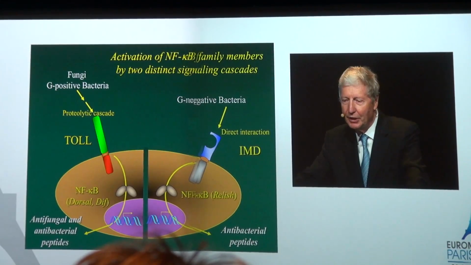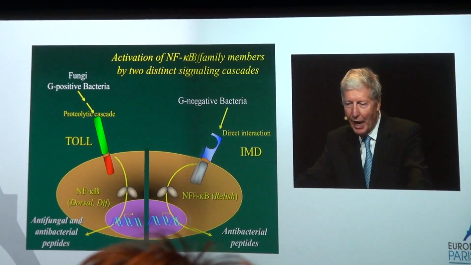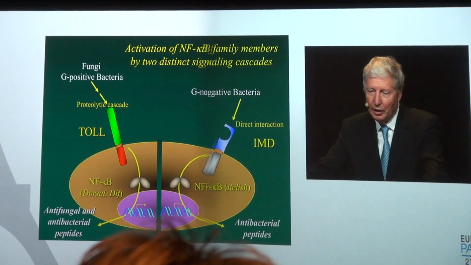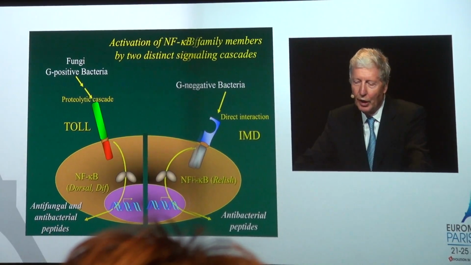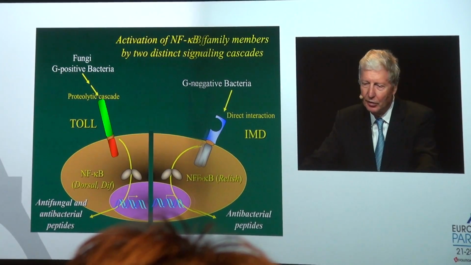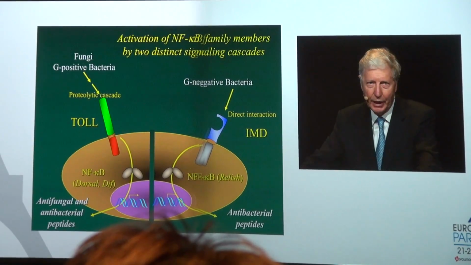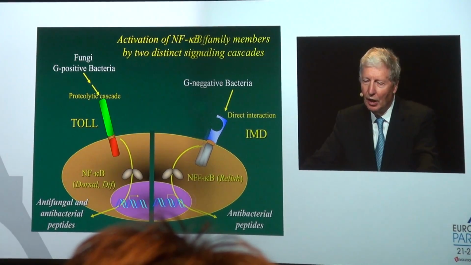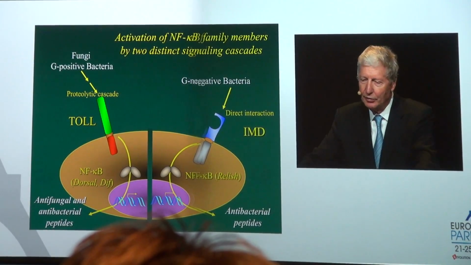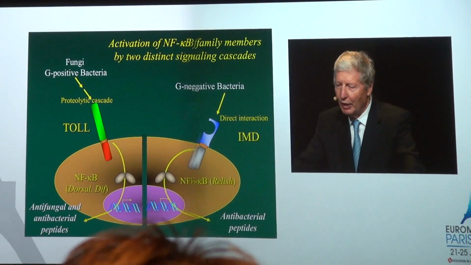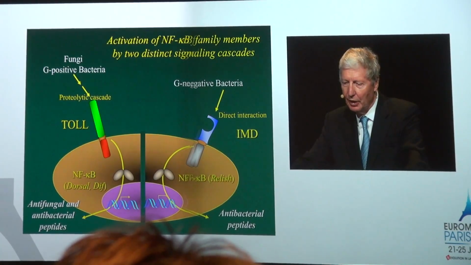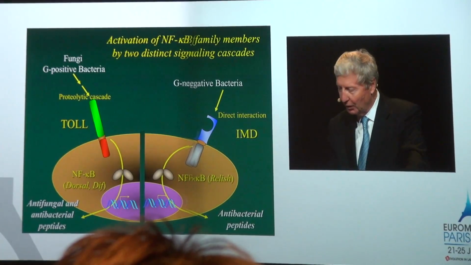So gram-negative bacteria activate this pathway, which we refer to as IMD for immune deficiency. Also, again, in the cell, activating NF-kappa B via distinct family members. So in the fly, there are three NF-kappa B family members. And as you see on the left side, we have dorsal and DIF controlling antifungal responses. On the right side, we have Relish controlling the typically antibacterial, anti-gram-negative bacterial responses.